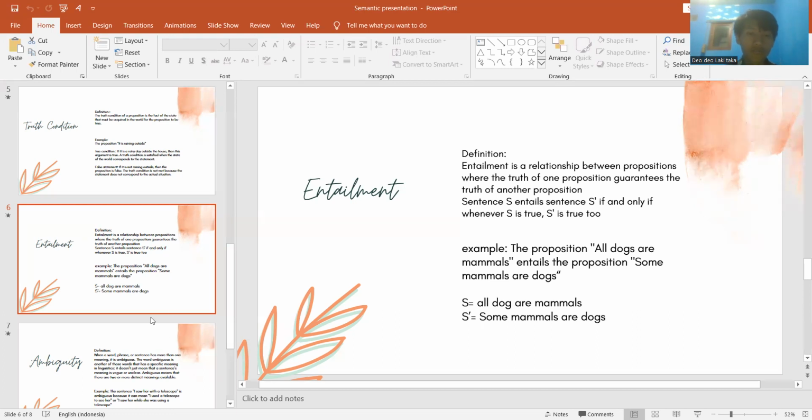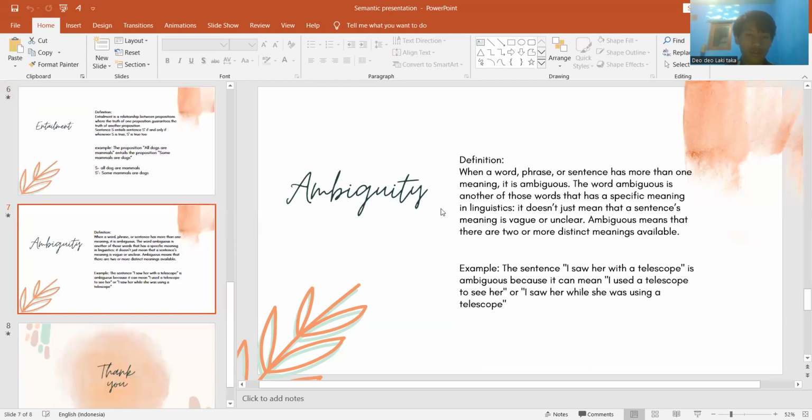All right, the last is the definition of ambiguity. When a word, phrase, or sentence has more than one meaning, it is ambiguous. The word ambiguous is another of those words that has a specific meaning in linguistics. It doesn't just mean that the sentence's meaning is unclear. Ambiguous means that there are two or more distinct meanings available. All right, this is an example of ambiguity.